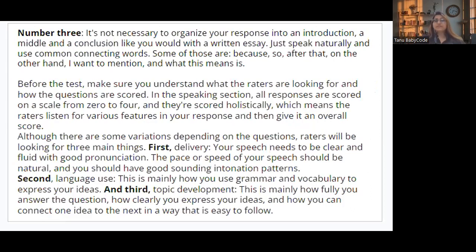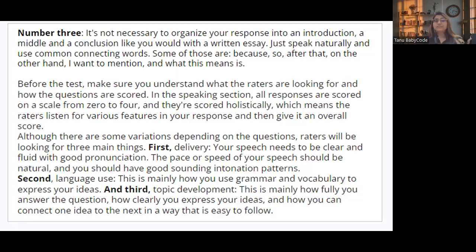Number 3 tip is it's not necessary that you organize your response into an introduction, a middle part, and a conclusion, like you write a written essay. Just speak naturally. Use some of the common connecting words like because, so, after that, on the one hand, on the other hand, I want to mention, what this means is. So use these kinds of connecting words.